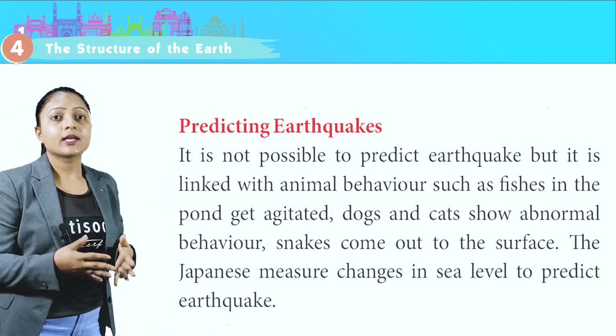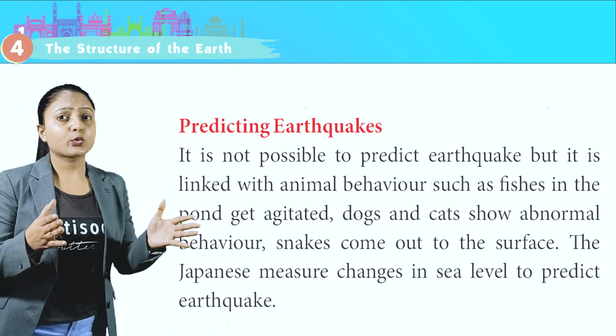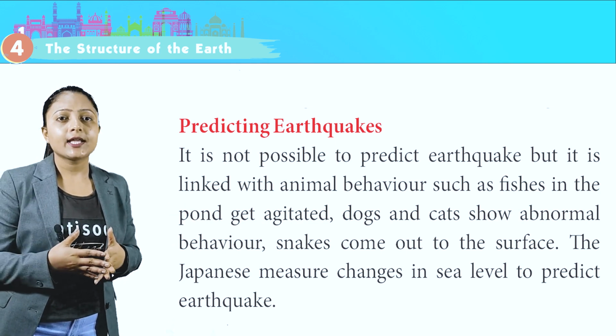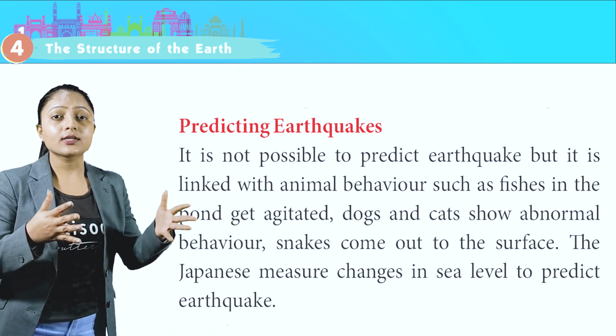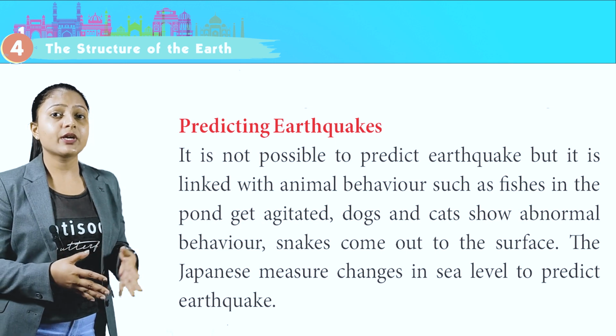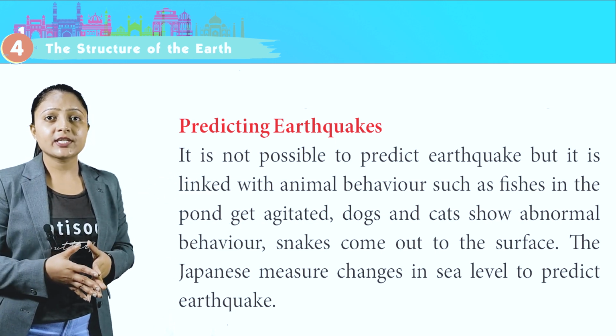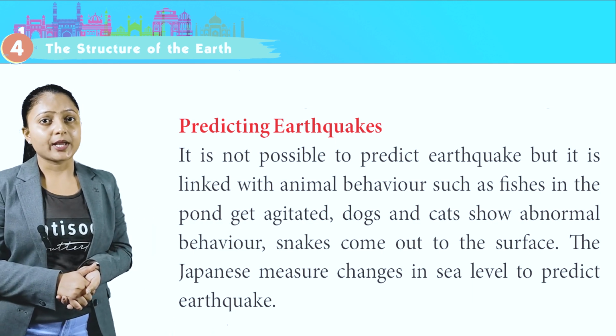Predicting earthquakes. It is not possible to predict an earthquake, but it is linked with animal behavior, such as fishes in the pond getting agitated, dogs and cats showing abnormal behavior, and snakes coming out to the surface. The Japanese measure changes in the sea level to predict earthquakes.